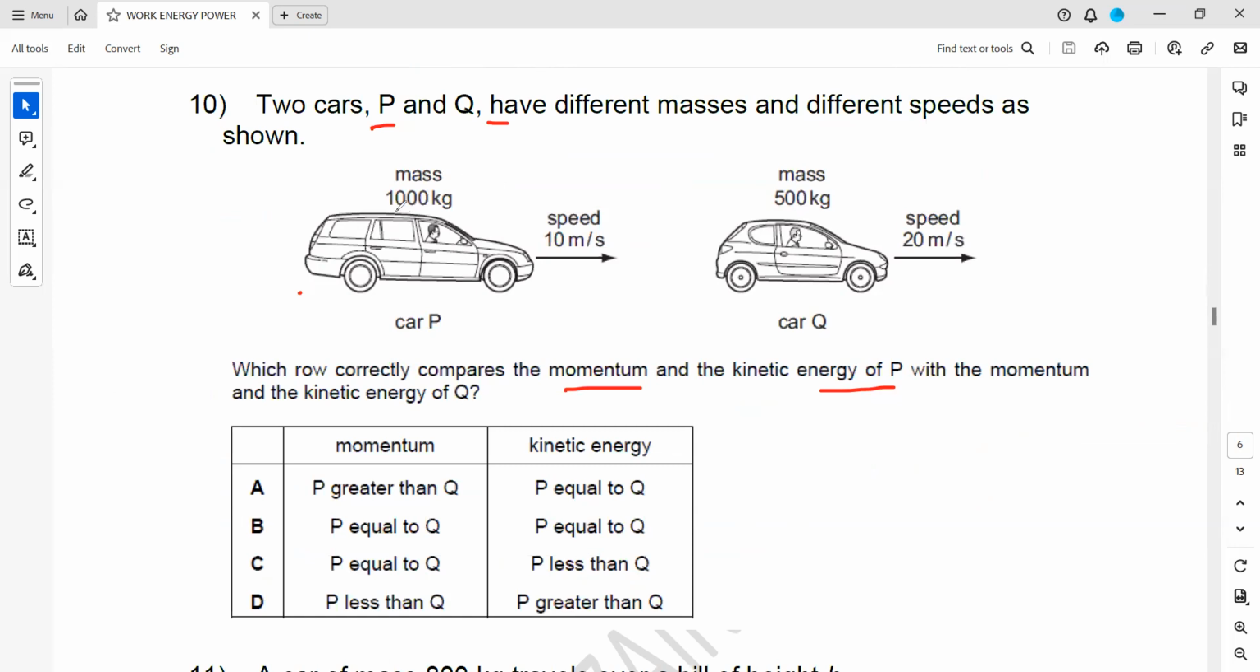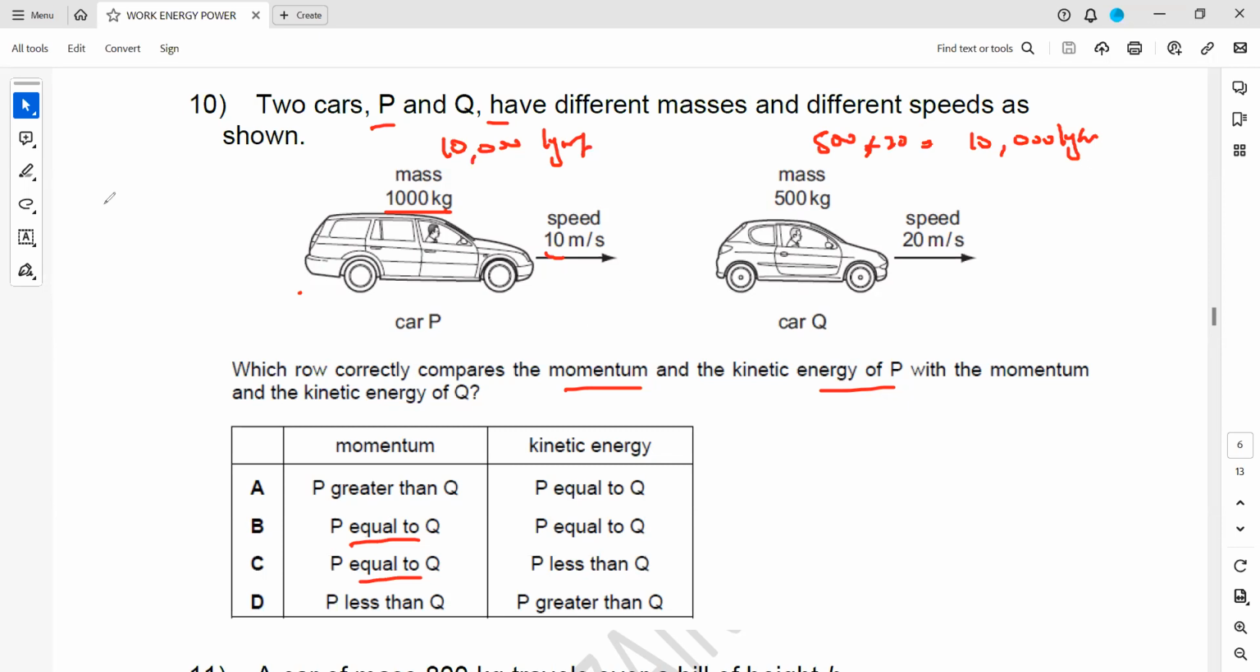Momentum is a product of mass and velocity. 1000 into 10, so that will become 10,000 kilogram meter per second. 500 into 20, that will also become 10,000. So they will have the same momentum. So either B can be an answer or C.